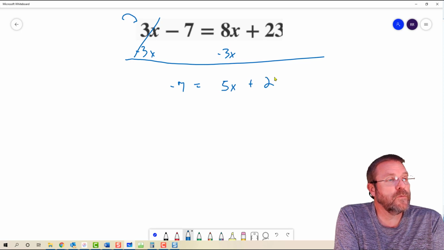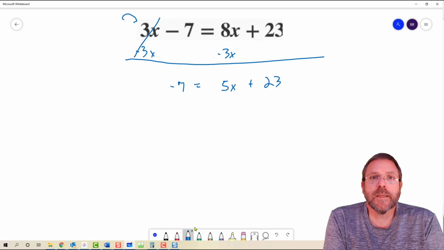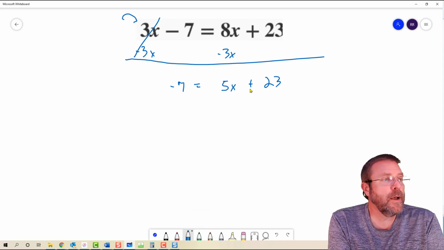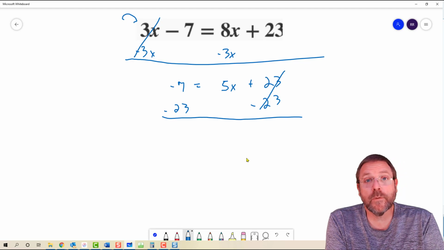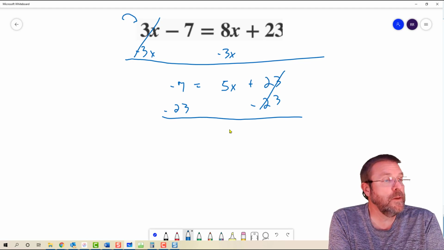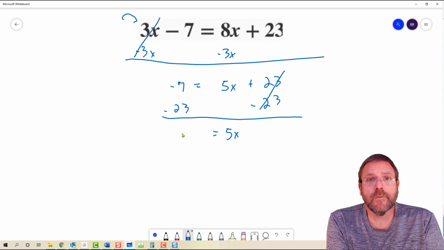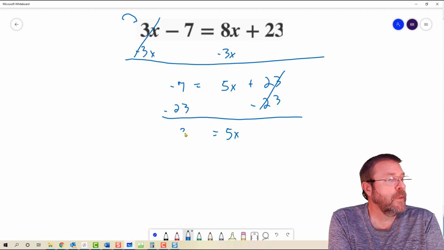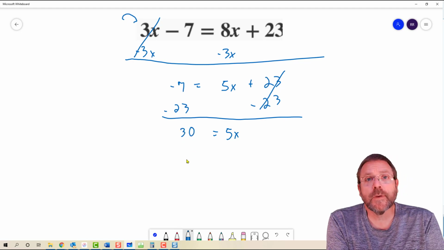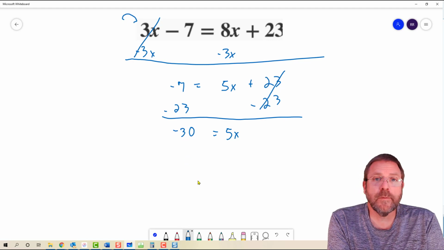5x plus 23. Next, I'm going to undo addition and subtraction by subtracting 23 from both sides. The 23's on the right zero each other out, leaving 5x is equal to, on the left-hand side, signs are the same. Find the sum. The sum of 7 and 23 is going to equal 30. The sign in front of your larger number is going to be negative.